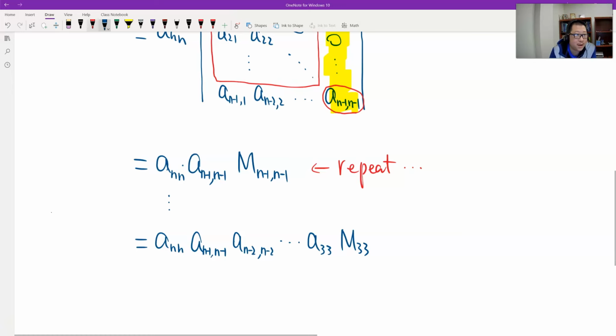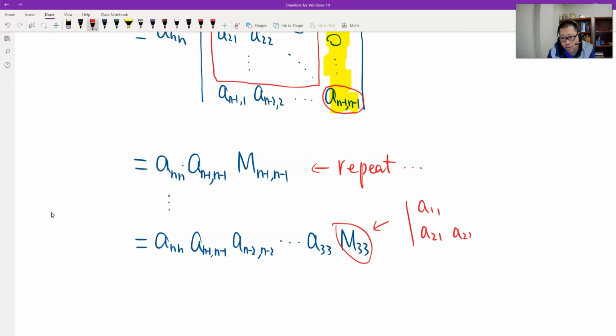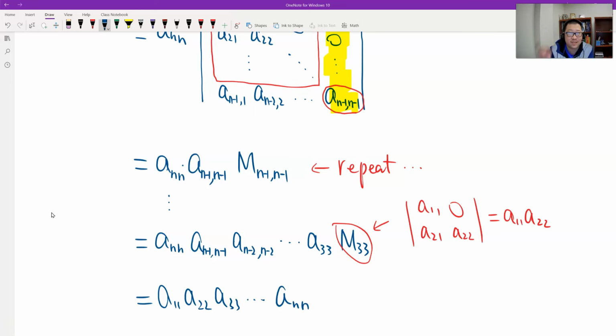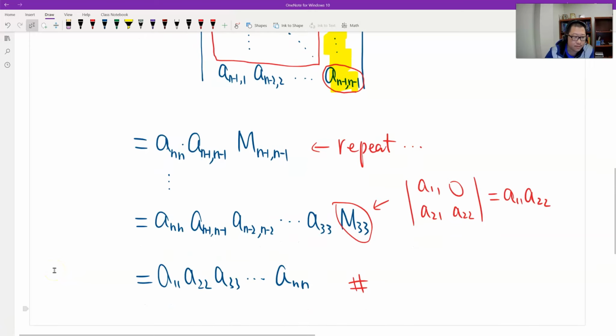M_33 is the determinant of a11, 0, a21, a22, and therefore equals a11 times a22. We learned that they are all multiplied together, and the order can be switched. So you get a11 times a22 times a33, and so on to the end. That's the proof, right? Because the determinant finally equals the product of the entries on the diagonal.